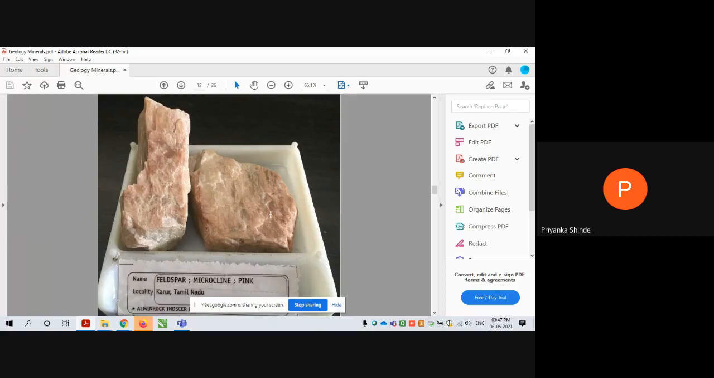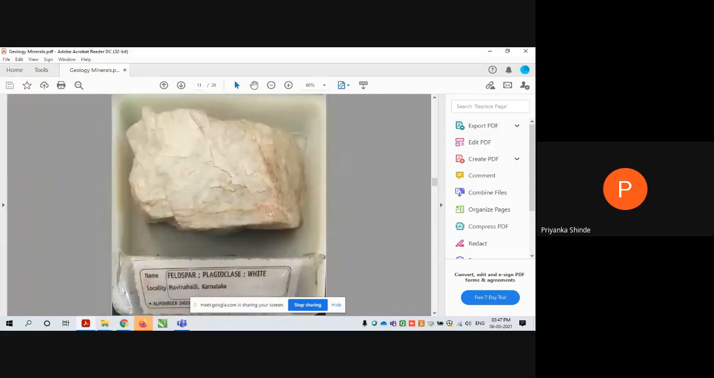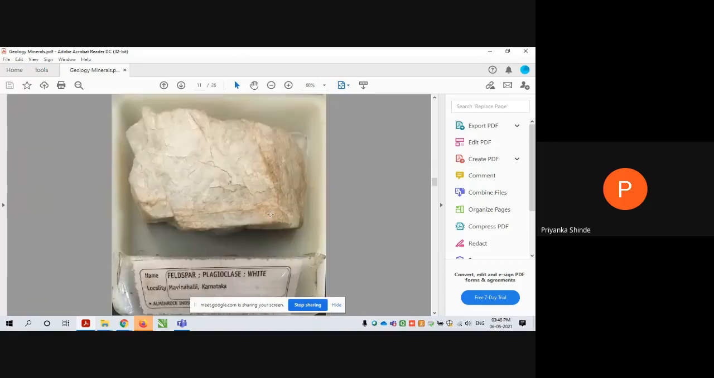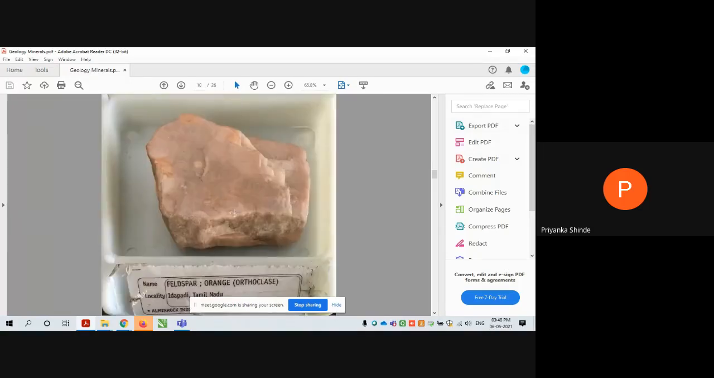Then diaphaneity, whether light can pass through or not. If you hold the mineral under light, light can pass through the edges, but you cannot see the object behind it. So all these are translucent in diaphaneity. Then hardness is 6. Then a very important property of feldspar is that it has two sets of cleavages.